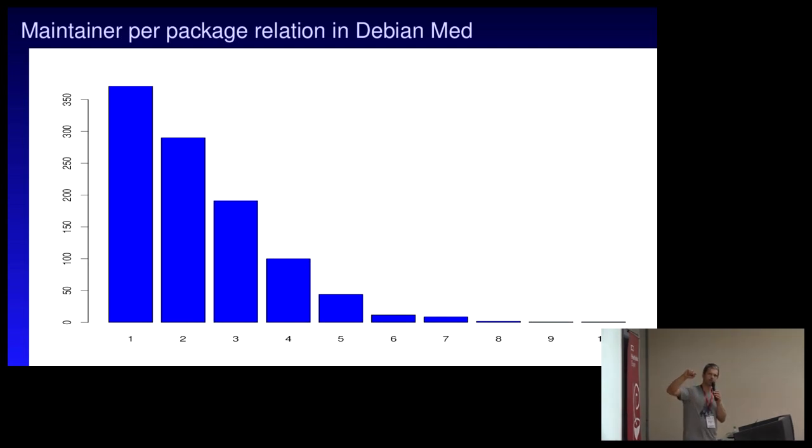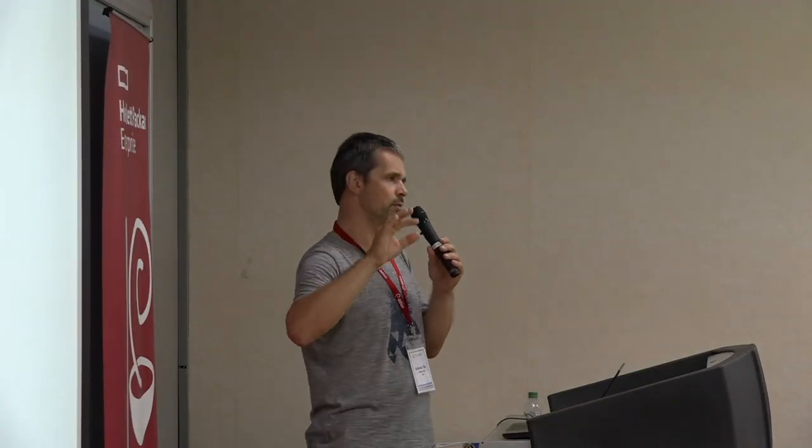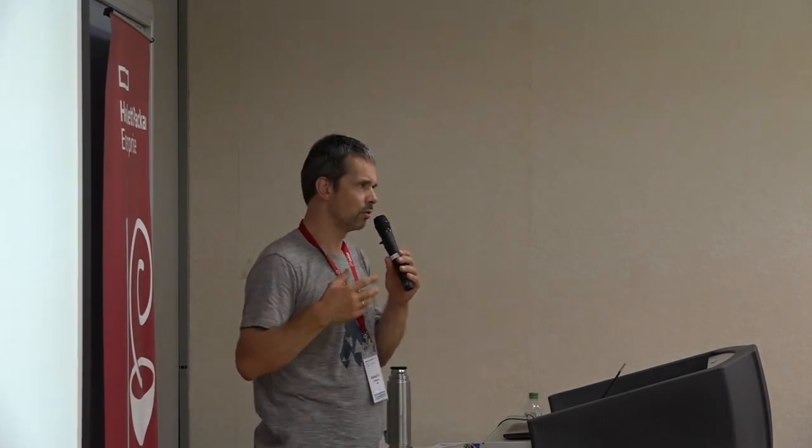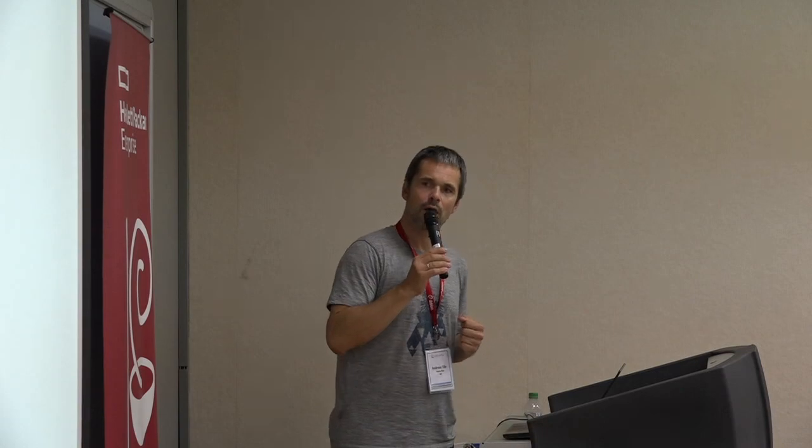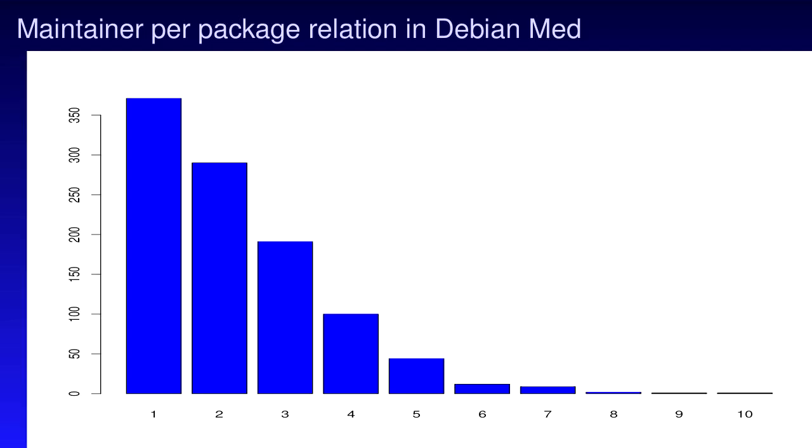I need to admit that this graph only shows contribution with more than five commits. So maybe there is a single commit from a person, and that is not calculated because it's too much noise otherwise. So five commits is the limit when I said, yes, this is a real contribution. And then this graph looks like this. We are doing better than other teams, which have a quite steeper slope.